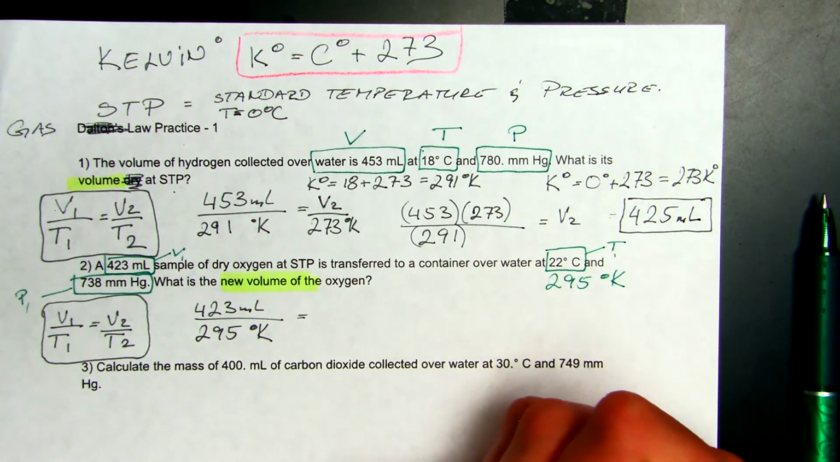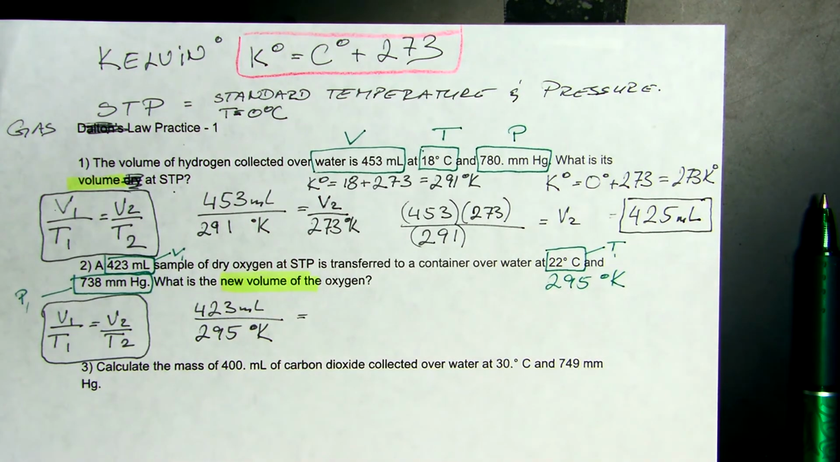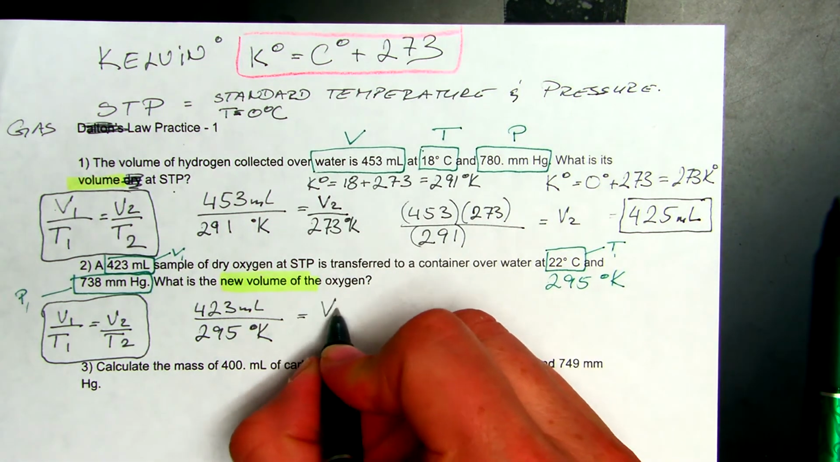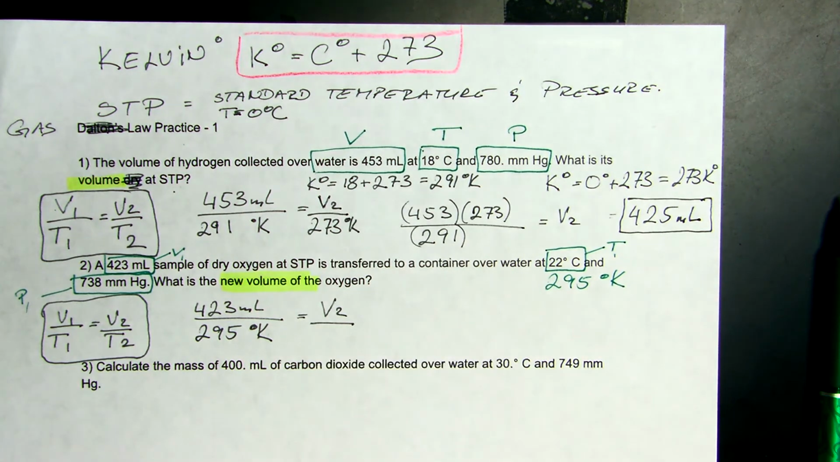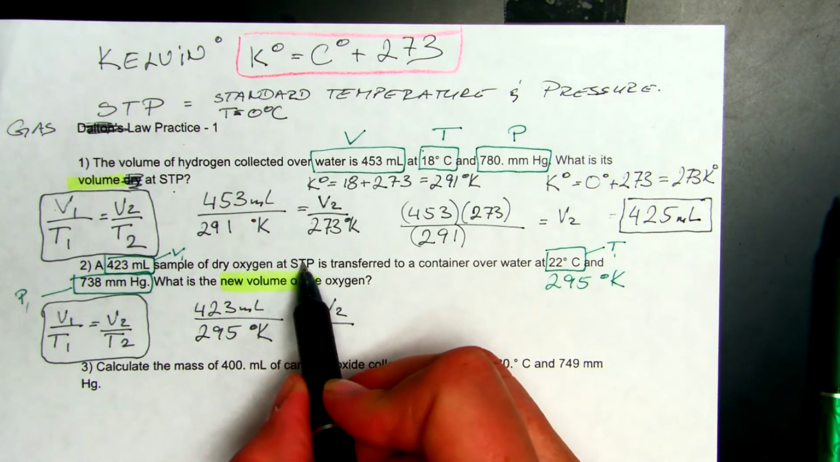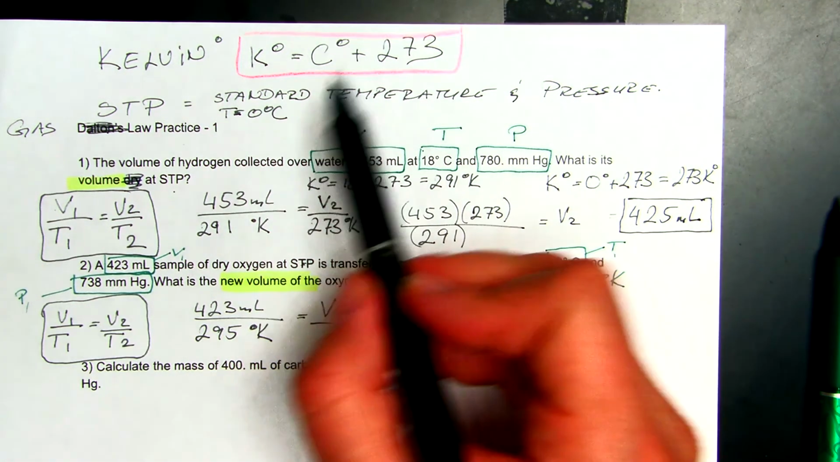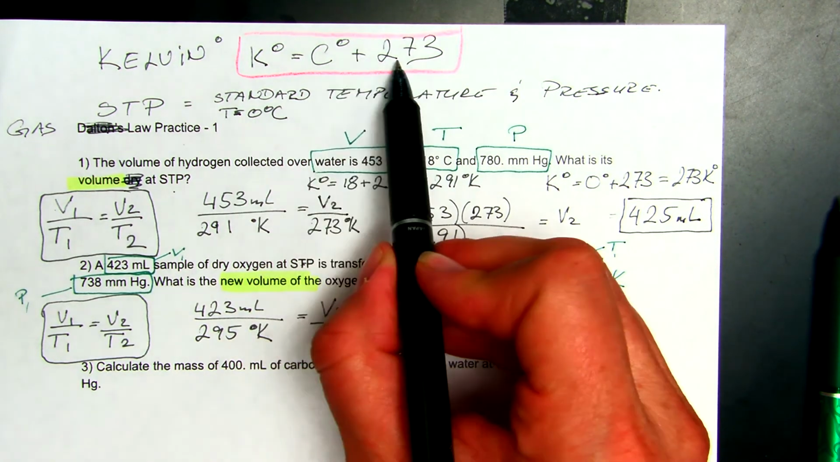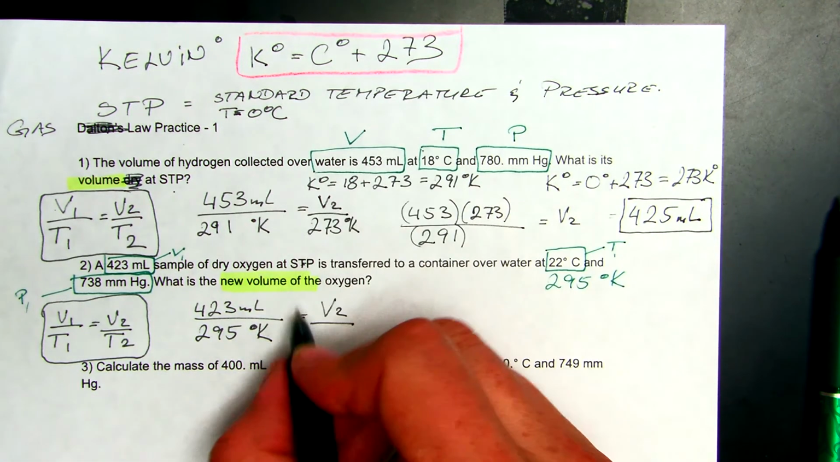Okay, do I know what V2 is, or do I need to find it out? All right, so I leave it the same thing, and I divide it by what? 273. It's at STP, right? So at STP, the temperature is 0 degrees. Transferred into Kelvin is 273.